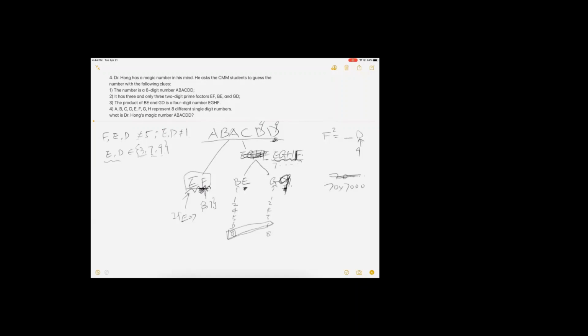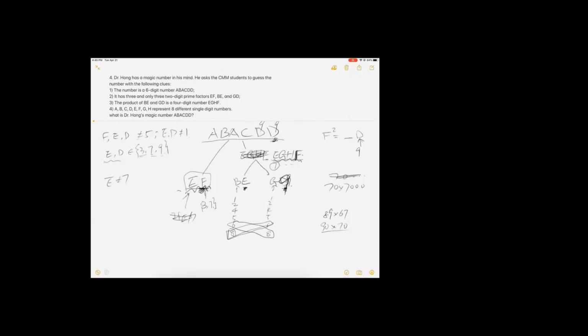Then I tried 89 times 67, and it was just over 5,000. So even if you try 90 times 70, it's still not as big as 7,000 something, right? So E cannot be 7. E has to be 3.